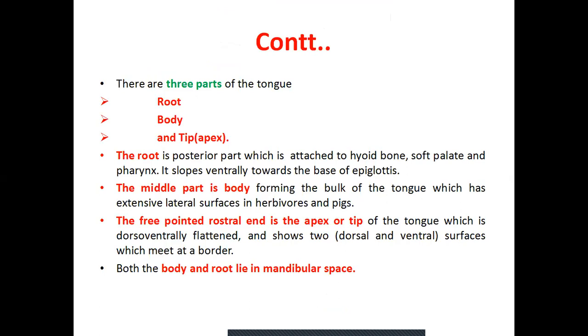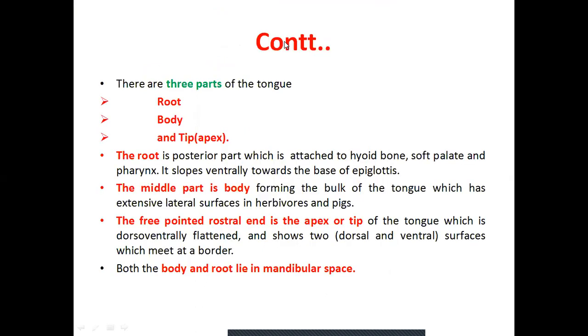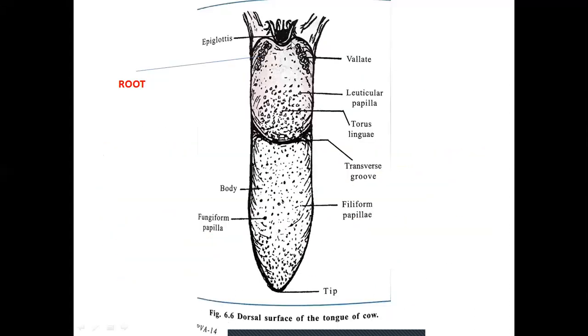Now the root, as the name indicates, is the posterior part, and it is attached with the hyoid bone, the soft palate, and the pharynx. If you see the picture of the tongue, this one is the epiglottis, and this is the membranous structure of the soft palate. So this root is attached with the soft palate, the pharynx, and the hyoid bone.